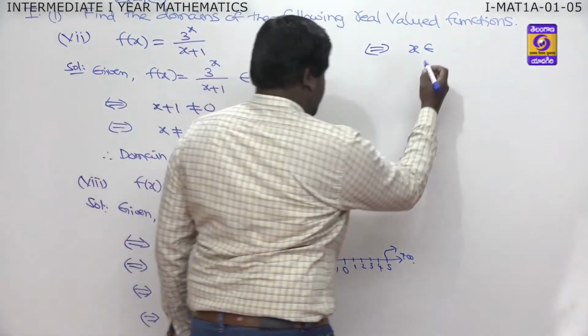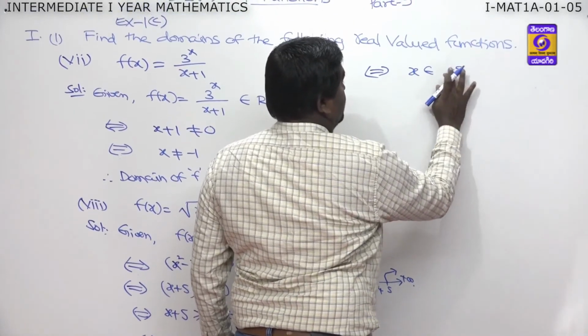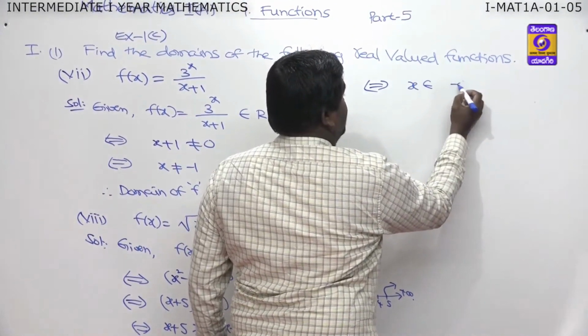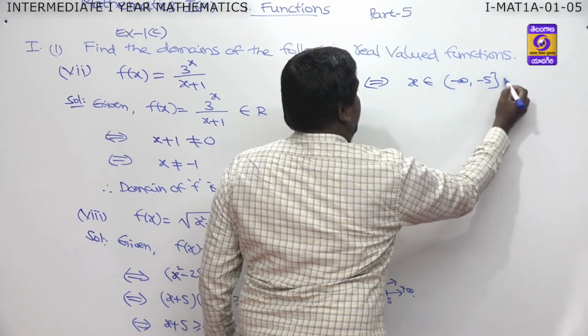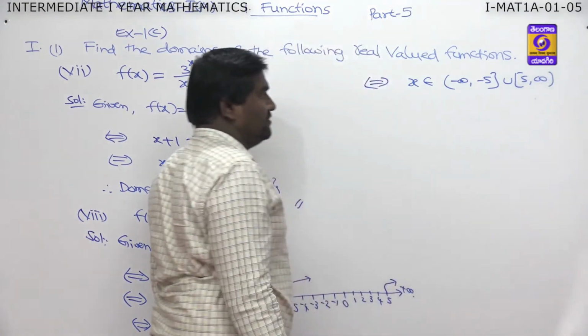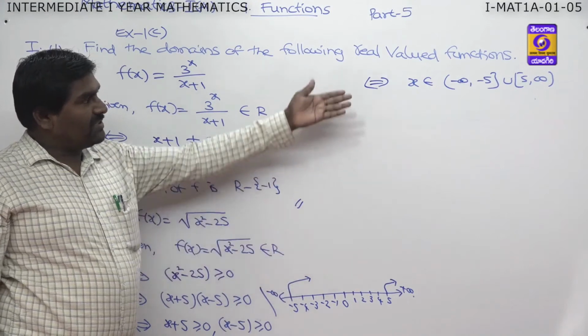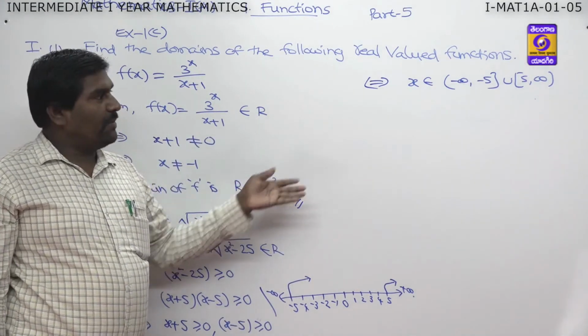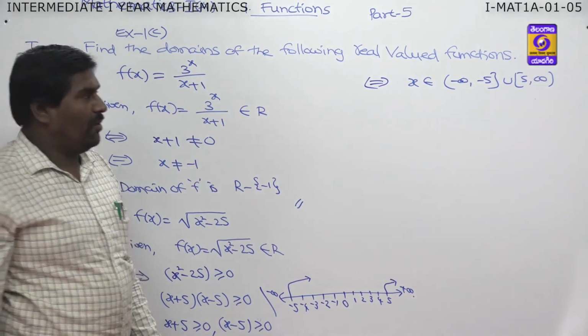belongs to minus infinity to minus 5 union 5 to infinity. In mathematical form: minus infinity to minus 5 closed, minus infinity open, union 5 closed, infinity open.